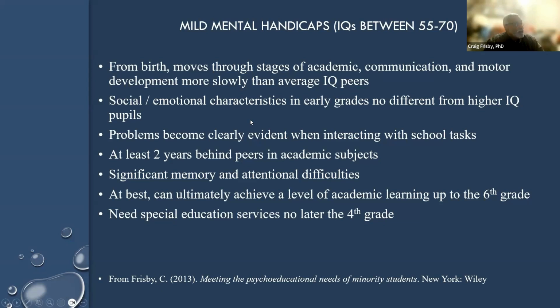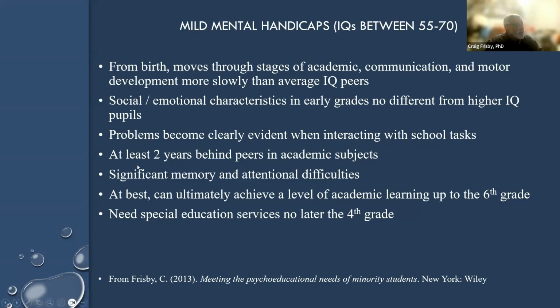However, when you see these kids in the context of a regular classroom with kids who have higher IQs, it's harder to see social or emotional characteristics that may differ from higher IQ kids. They look like other kids, social or emotionally, but the problems begin to become evident when they begin to interact with academic material that is found in school tasks.